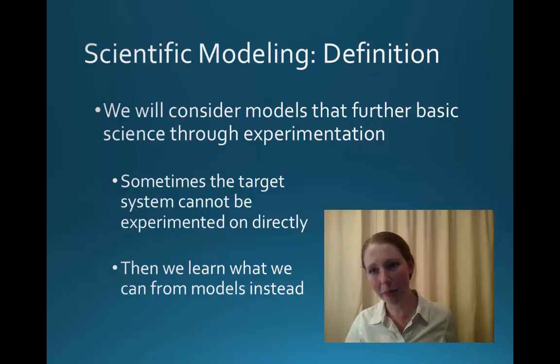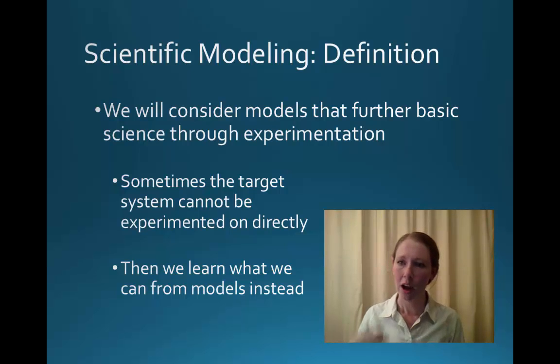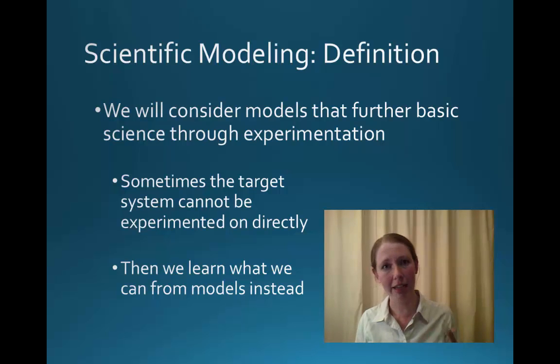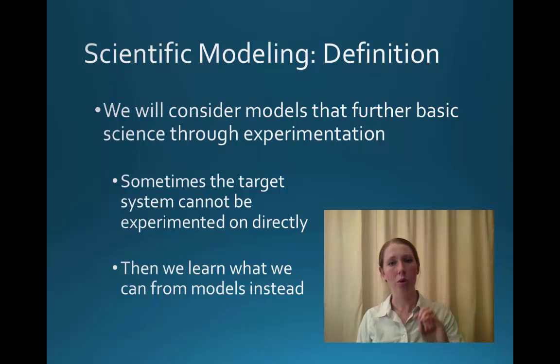There's kind of three elements to the course. This is in the syllabus in a little more detail, but I can give you kind of the gist of it here. The first element in the course is going to be defining scientific modeling. What we mean by scientific modeling in this course is actually very specific. We mean models where you can do an experiment on them to learn more about a target system.